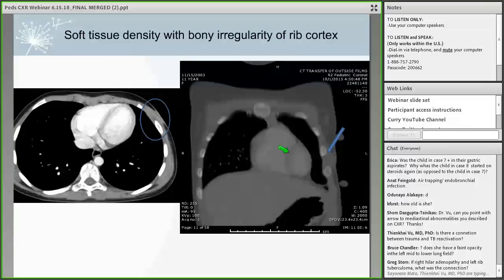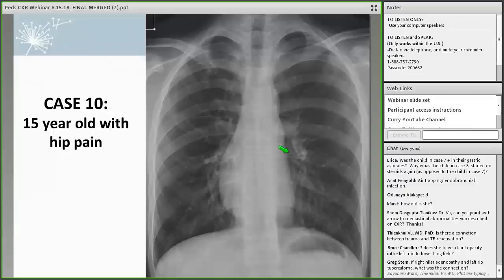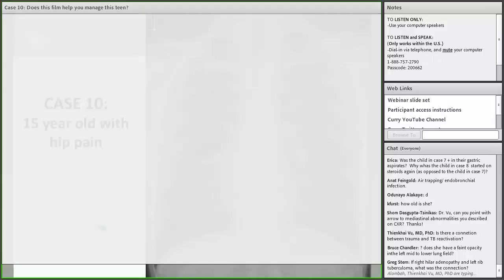And so here's our last case. This case has been the biggest challenge of my career. He's a 15-year-old boy who just emigrated in the last handful of weeks from Vietnam, and he actually had hip pain. So here is his chest radiograph. I don't think this arrow is here for any good reason. And you can take a look at that chest radiograph, and we'll have a polling question come up. I think this is our last polling question. Does this film help you manage this teenager?